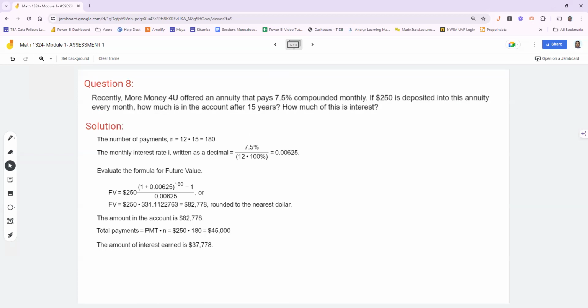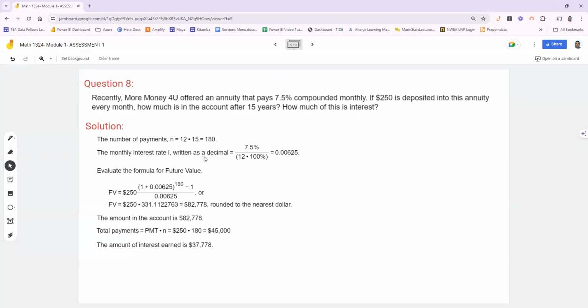Couple of things we need to pay attention to. Compounded monthly, so month means we are going to deal with 12, and then the year is 15 years. So the easiest thing is we can calculate how many payments we're going to receive. It's going to be 12 times 15, which will be 180 times we're going to receive a payment.